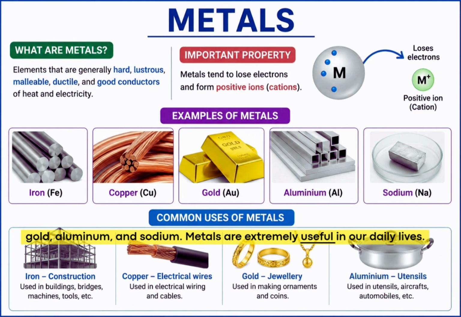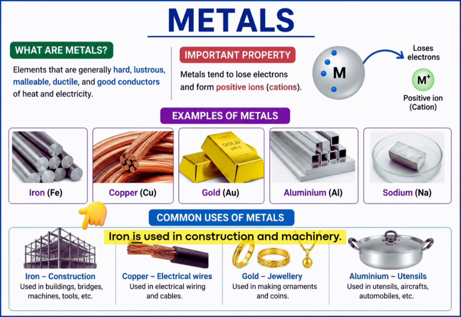Metals are extremely useful in our daily lives. Iron is used in construction and machinery. Copper is used in electric wires. Gold is used in jewelry, and aluminium is widely used in utensils and aircrafts.